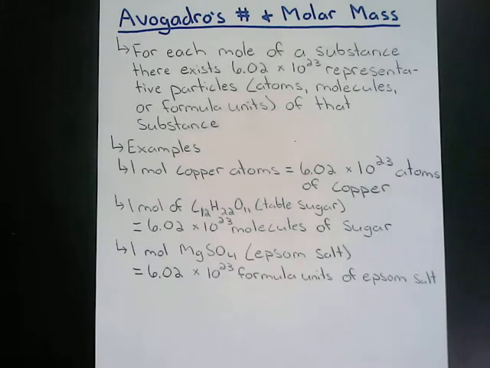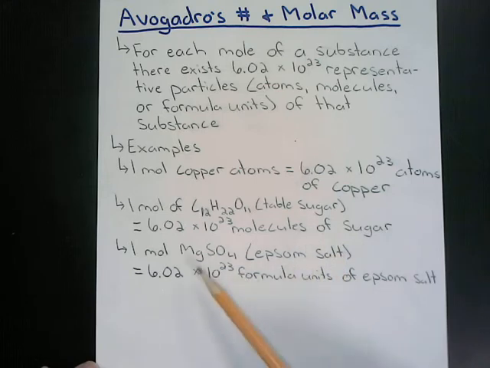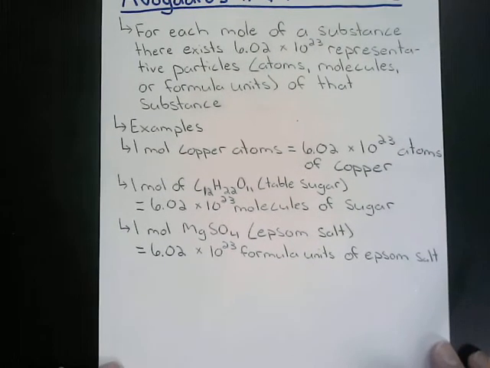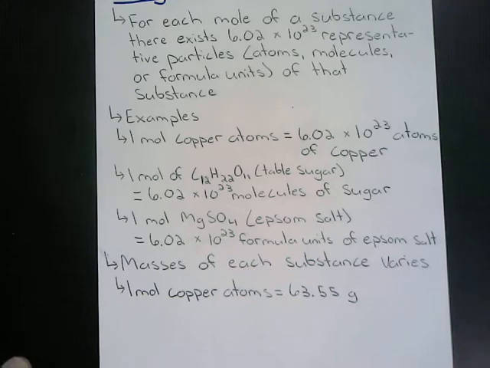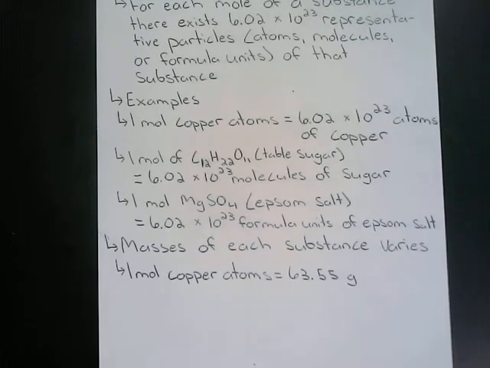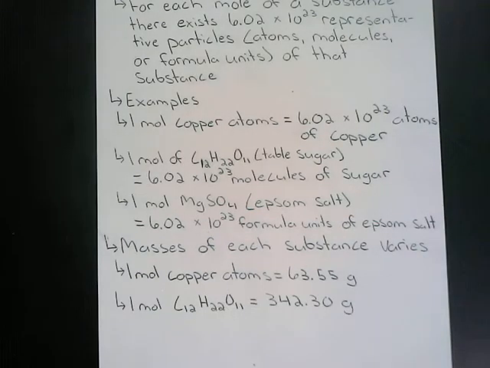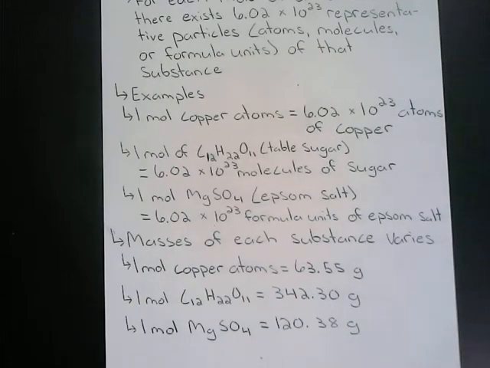Now, it's important to remember this. Yes, all of these things say 1 mole equals 6.02 times 10 to the 23rd representative particles. But the masses of each substance are going to vary. So, for example, 1 mole of copper atoms equals 63.55 grams. And 1 mole of table sugar equals 342.30 grams. And then 1 mole of magnesium sulfate equals 120.38 grams. So you can see what the impact of Avogadro's number is on our molar mass.